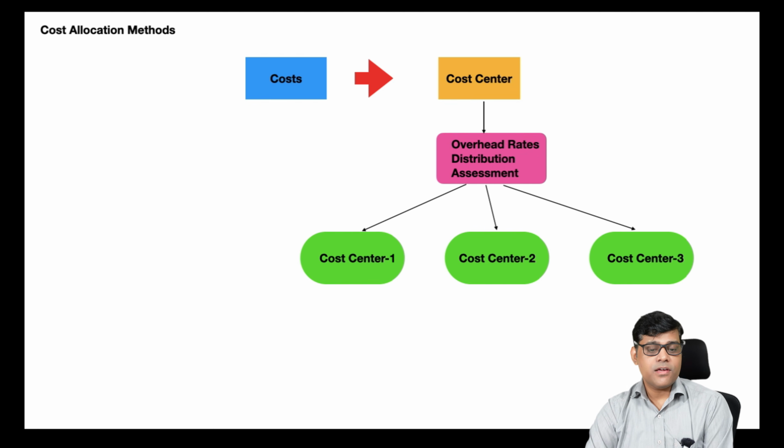This is how the cost allocation will be there. For example, at the top you will find one cost center. This cost center's total cost we are going to allocate, as I already explained. So we are going to allocate to 3 different cost centers by using any of the allocation methods. Maybe I can go for the distribution method, I can go for assessment, and in the end this yellow color cost center should be 0 because all cost we transferred to cost centers 1, 2, 3.